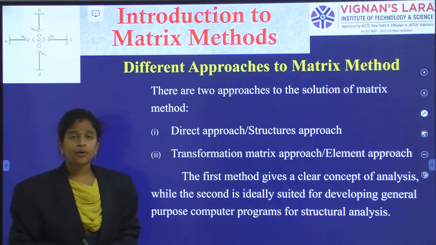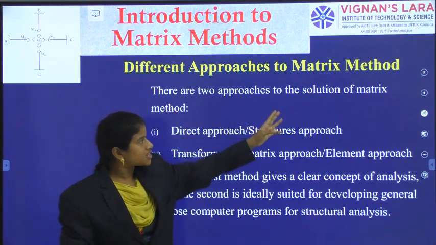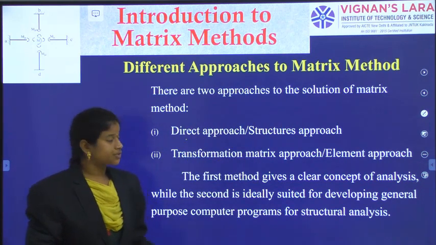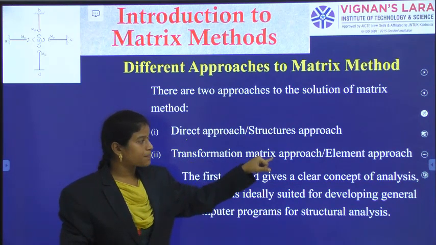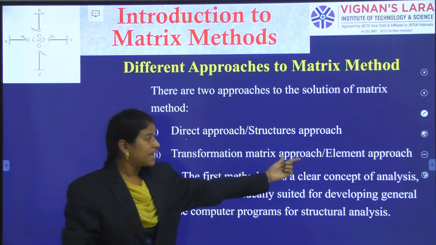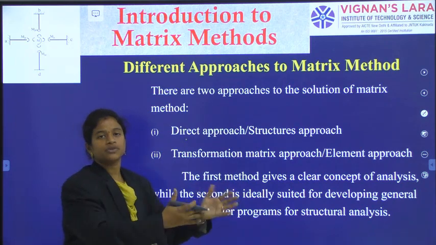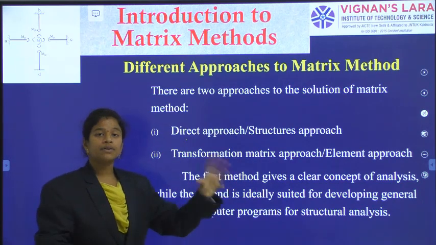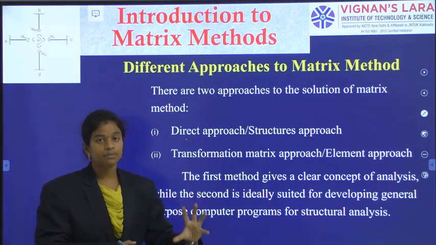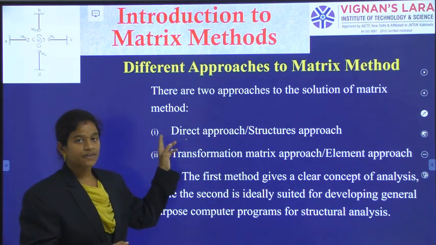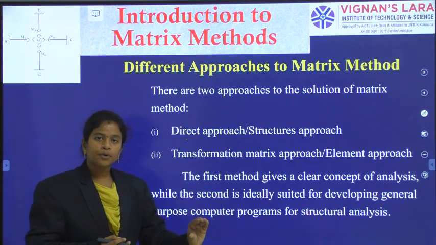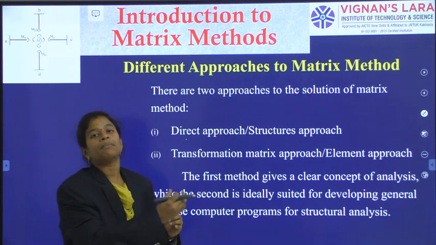Next thing, the different approaches in the matrix methods. There are two approaches to the solution of a matrix method. Firstly, the direct approach or structure approach. The next, transformation matrix approach or element approach. So we can approach the structure as a whole, or element-wise also. In the direct approach, I go directly to the structure. In the transformation matrix approach, I solve element by element, transforming those matrices. So the first one is the direct approach to the structure directly. The next one is the elemental approach, that is the transformation matrix approach.